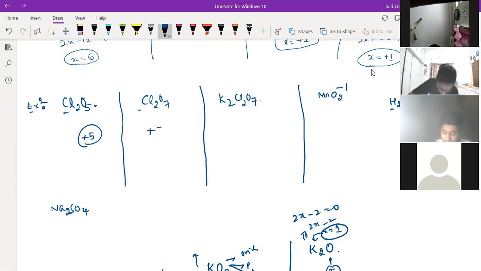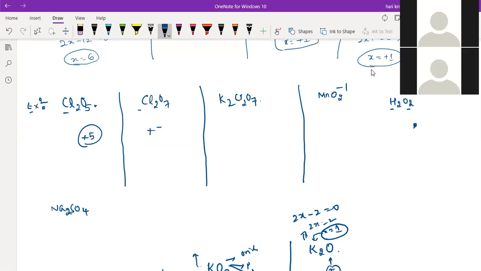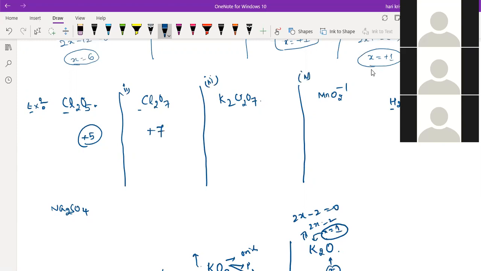Next one, Pranav. Pranav, what is the next answer? Can you repeat once? What is the oxidation state for the second one? Sir, +7. +7. Very good. Sai? Sai Akshit?